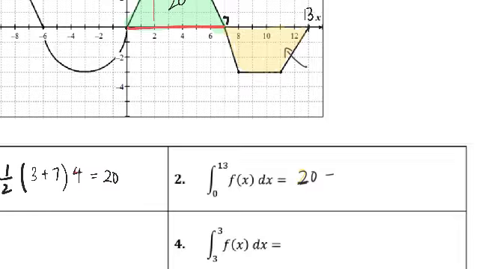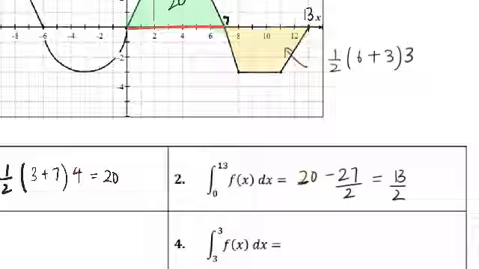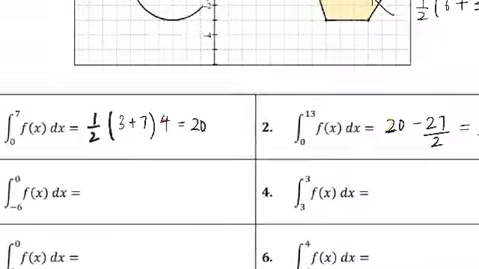And so there I have the top base is 13 minus 7 or 6, and the bottom base is 11 minus 8 or 3, and the height is 3. So this is 9 times 3, 27 divided by 2, and so 13 divided by 2 is my net area going from 0 to 13, which is that integral.